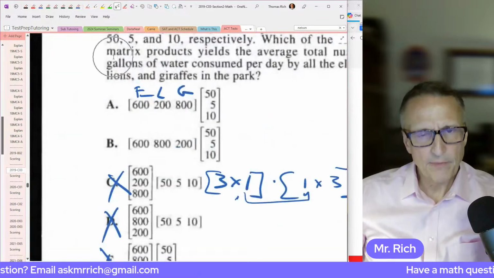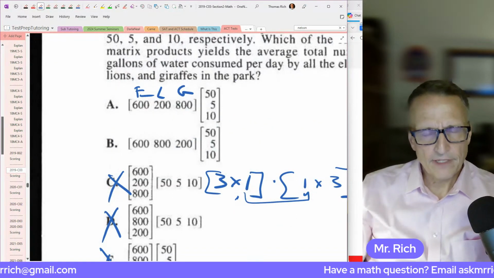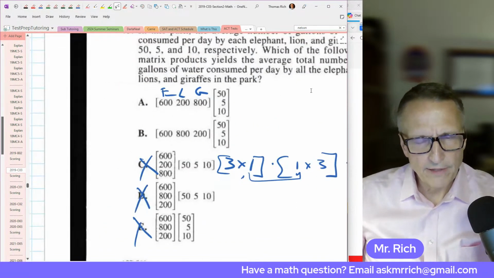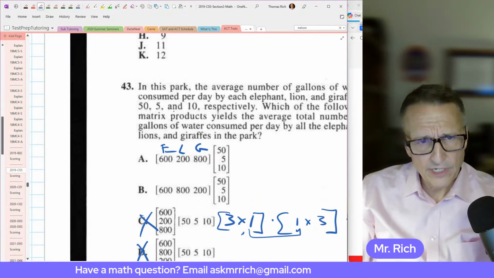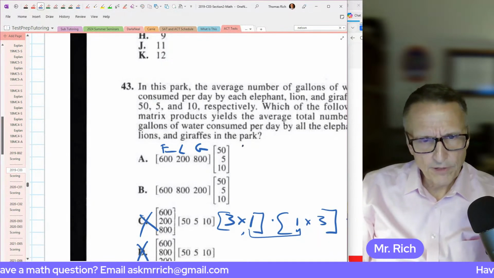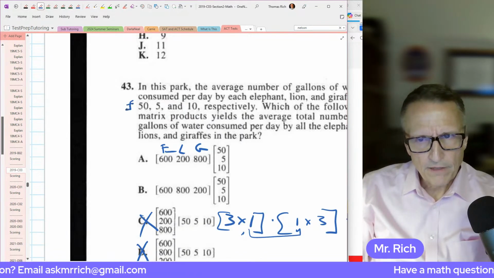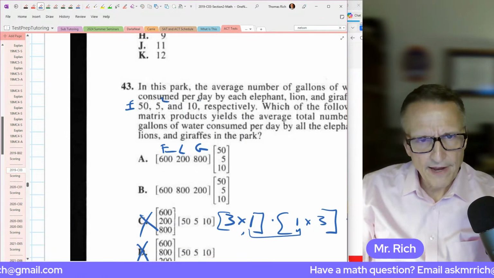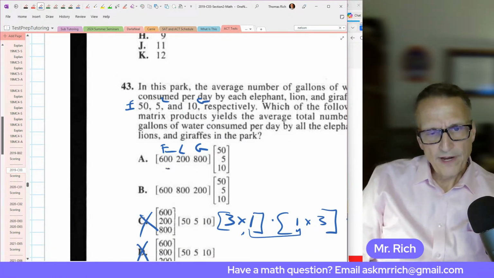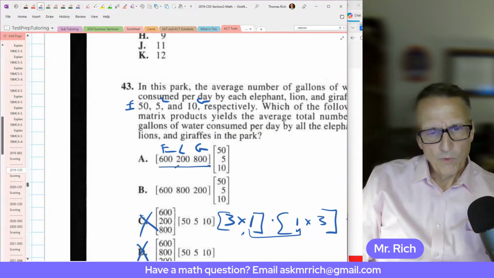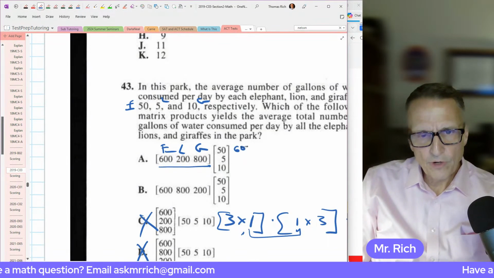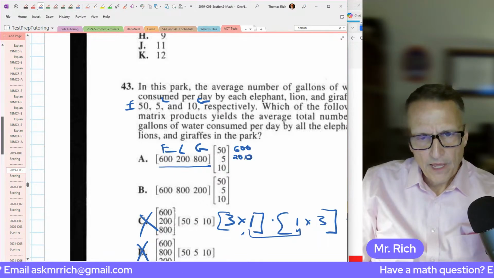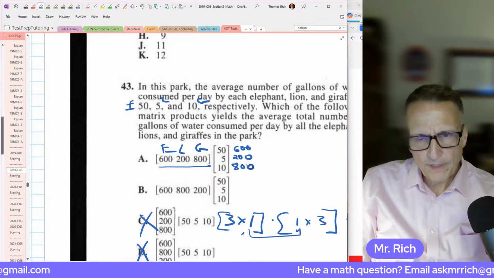But anyways, what were the 50, the 5, and the 10? Those were the gallons per day that the animals were consuming. The elephant was consuming 50, the lion was consuming 5, the giraffe 10. So if I do this multiplication, I would take that one row and turn it into a column, and I would be doing that multiplication.